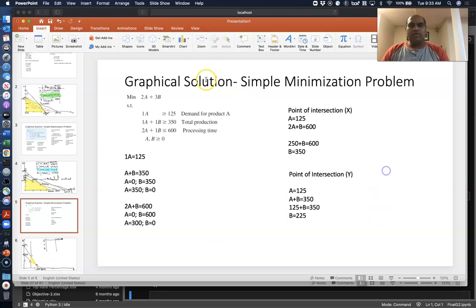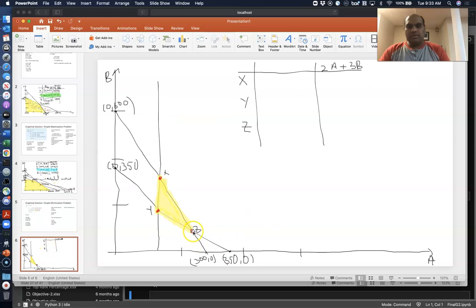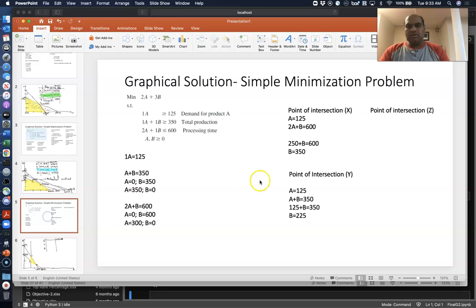So let's finally find the point of intersection Z. This is the point of intersection of these two straight lines right here, the second and the third constraints. Even that is not very difficult to do because the coefficients are pretty straightforward. So you get A plus B is equal to 350 as the first line, and 2A plus B is equal to 600.